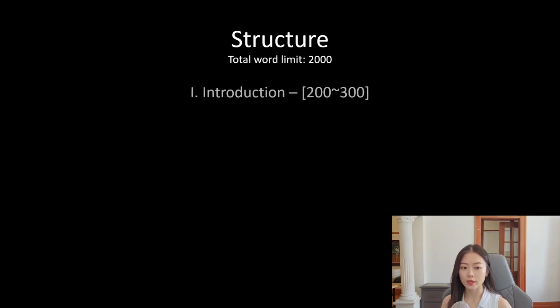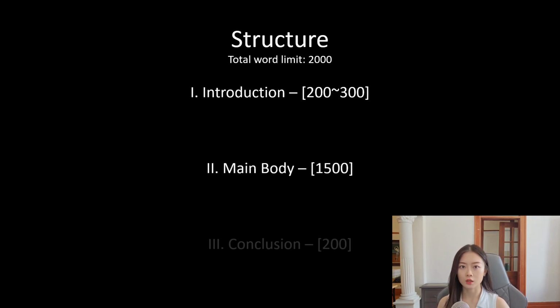Hello everyone, today we will talk about how to structure a 2,000-word John Locke essay. And there are three parts in the structure: introduction, main body, and conclusion. Let's start with introduction. You need to have three things there.